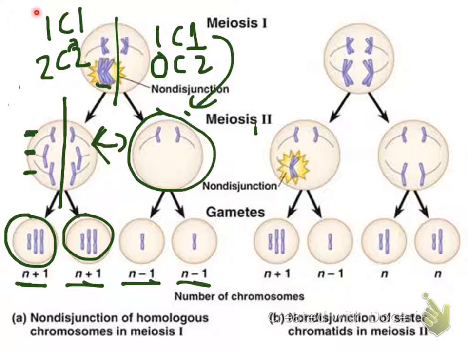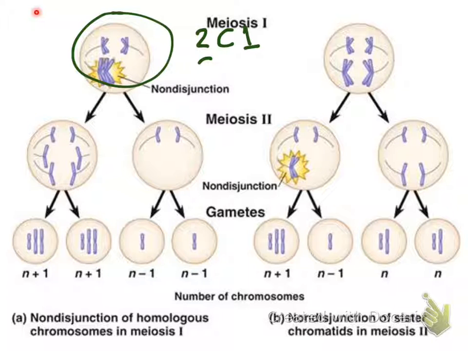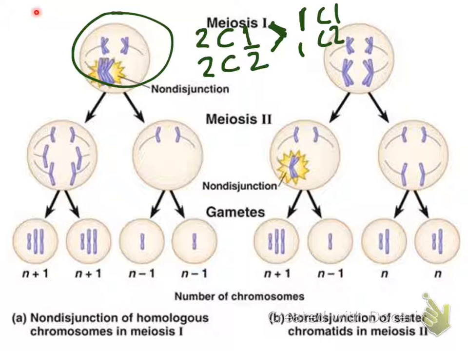So how I got that is that my parent cell here had 2 copies of chromosome 1, so 2C1, and 2 copies of chromosome 2. Remember, this cell must be diploid, because only diploid cells will undergo meiosis. And so half of that would be one copy of chromosome 1 and one copy of chromosome 2. So N, or the haploid number, should be 2. A normal gamete will have 2 chromosomes, and a normal somatic cell would have 4 chromosomes.